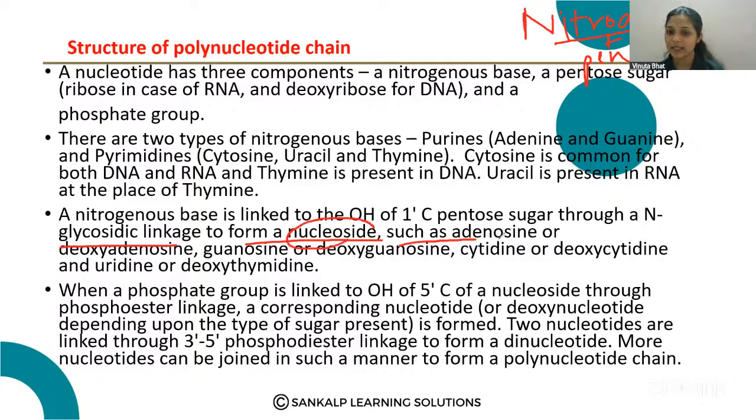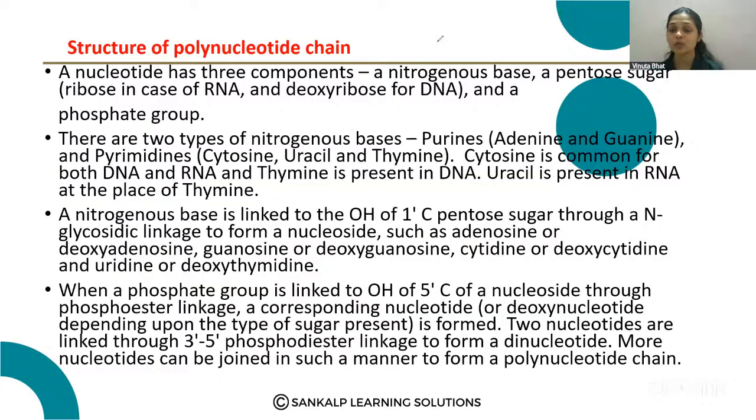Such as if adenine is attached to the pentose sugar, then it is called as adenosine or deoxyadenosine. If the guanine is attached to the pentose sugar, then guanosine or deoxyguanosine. If the cytidine is attached to the pentose sugar, so deoxycytidine or cytidine. If uracil is attached to the pentose sugar, it is called as uridine or deoxythymidine. Okay, so this is the nucleoside.